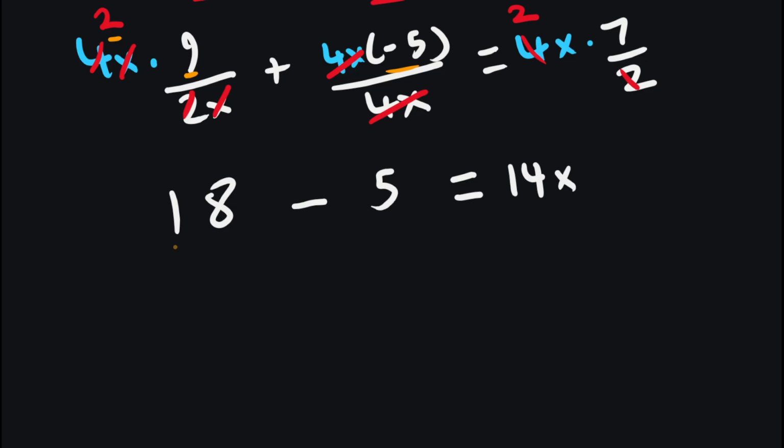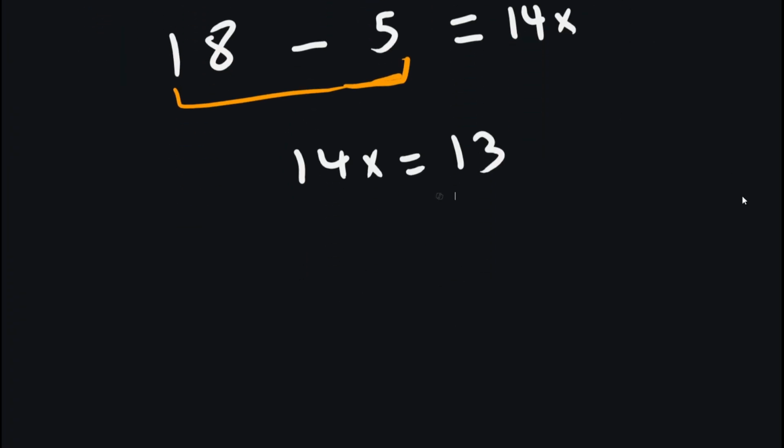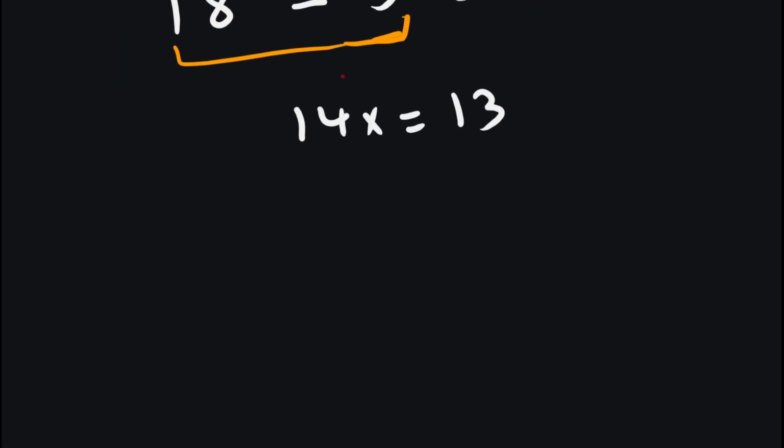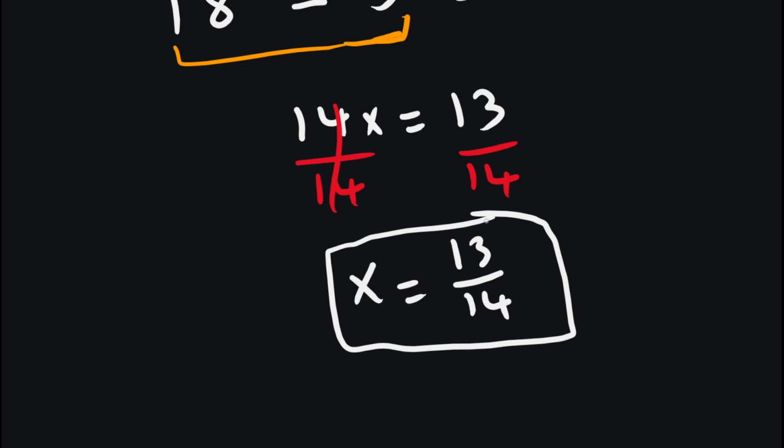Before we do that, let's simplify this. 18 minus 5 is 13. So that's 13 equals 14x. Let's rearrange this to make it easier: 14x equals 13. Just flip it. Then let's isolate x by dividing both sides by 14. That cancels out, so x is just 13 over 14. And that is how we solve for x in a rational equation.